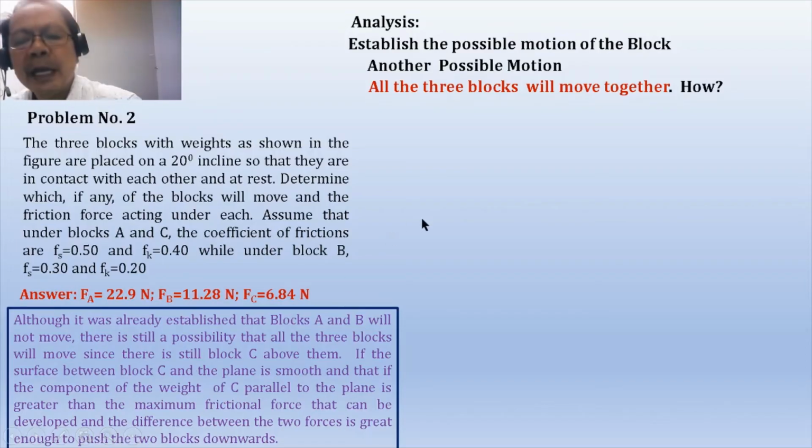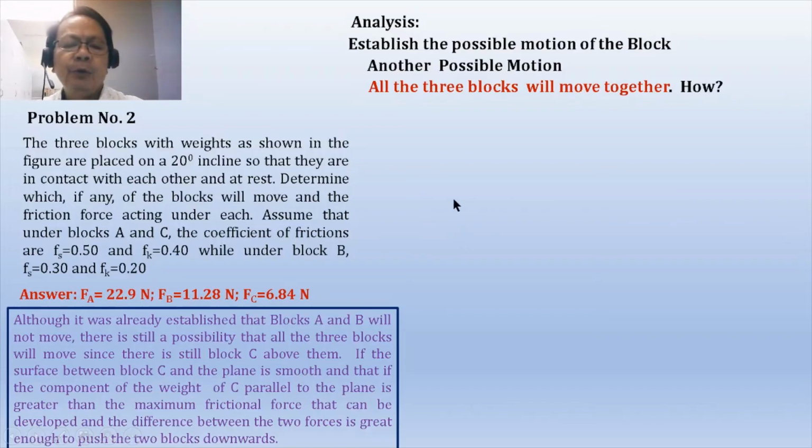So sabi, mangyayari daw na gagalaw yung tatlo kung smooth yung surface between block C and the plane, at yung component ng weight parallel to the plane mula doon sa C is greater than the maximum frictional force that can be developed under block C. And that the difference between these two forces is great enough to push blocks A and B as a unit. Hindi ba? So, anong ibig sabihin nun?